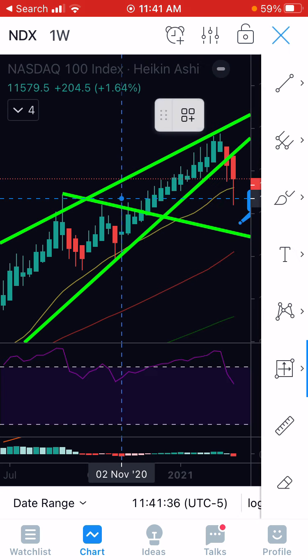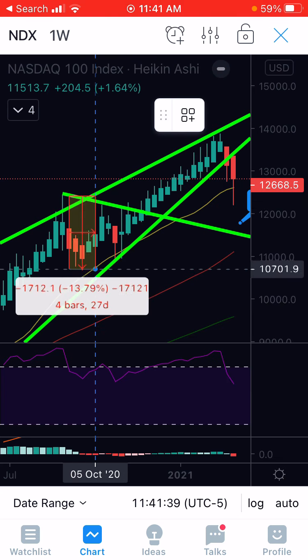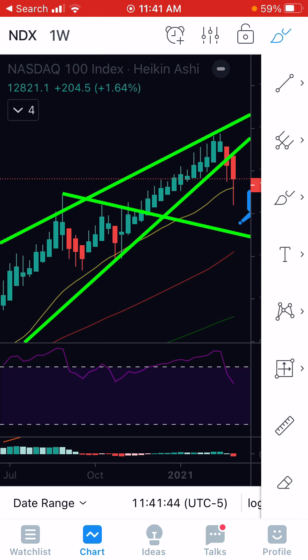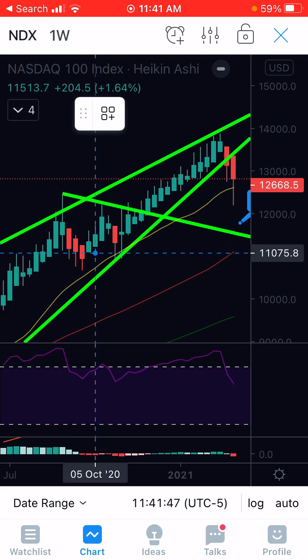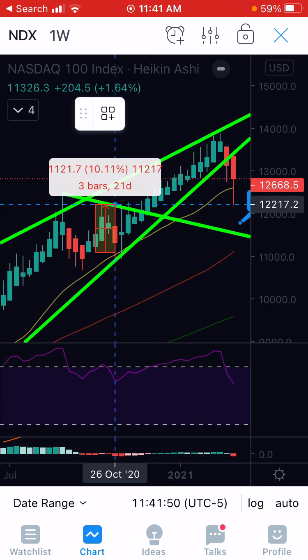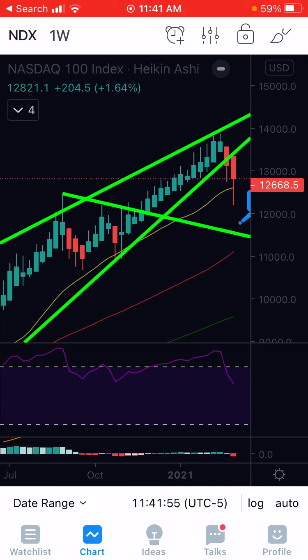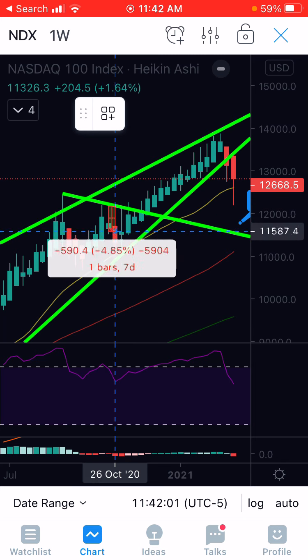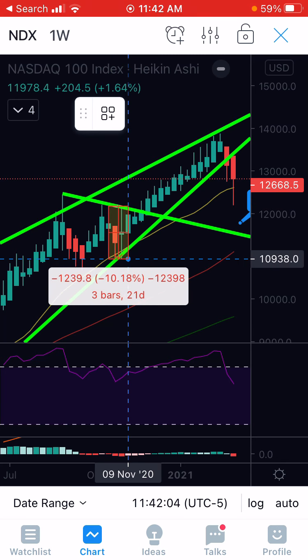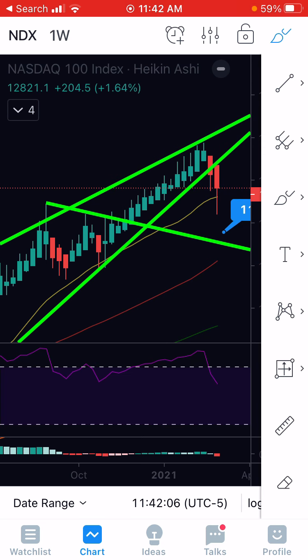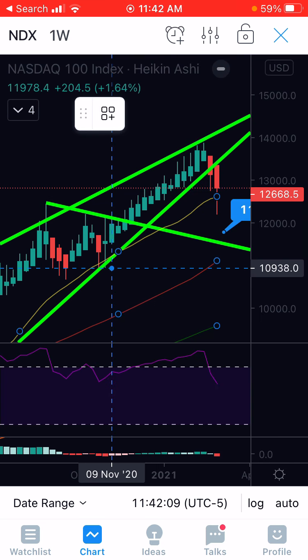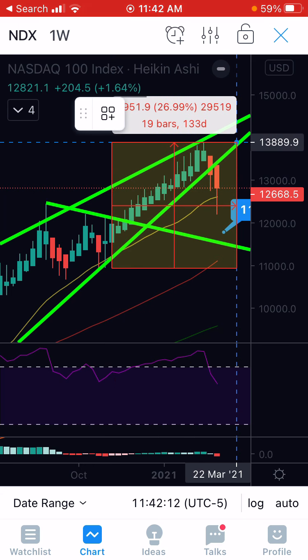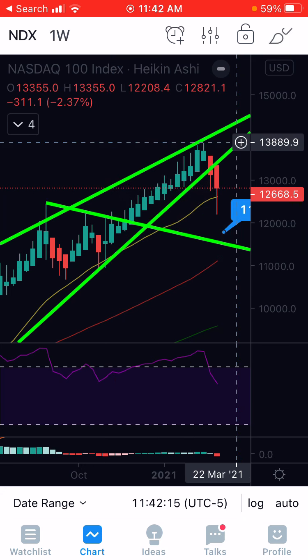Date and price range. So from here to here, we dropped 14%, okay? And then what did we do after that? We ran up from here to here, 11%, almost 10%. And then we got rejected at that trend line there, and then we dropped 10%. But then what did we do? We ran up from here to here, 26, 27%.